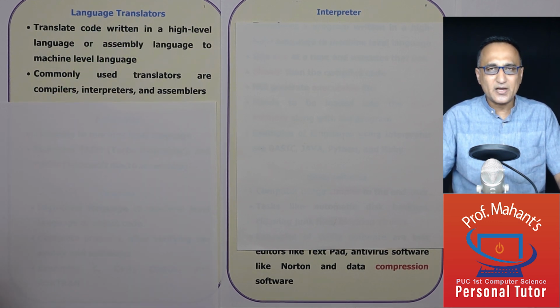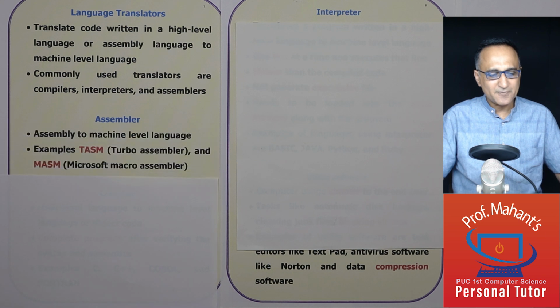Language translators are programs or software or system softwares which convert programs written in a high level language or assembly language to object or machine code. So commonly used translators are compilers, interpreters, and assemblers. Let's understand what is an assembler first.